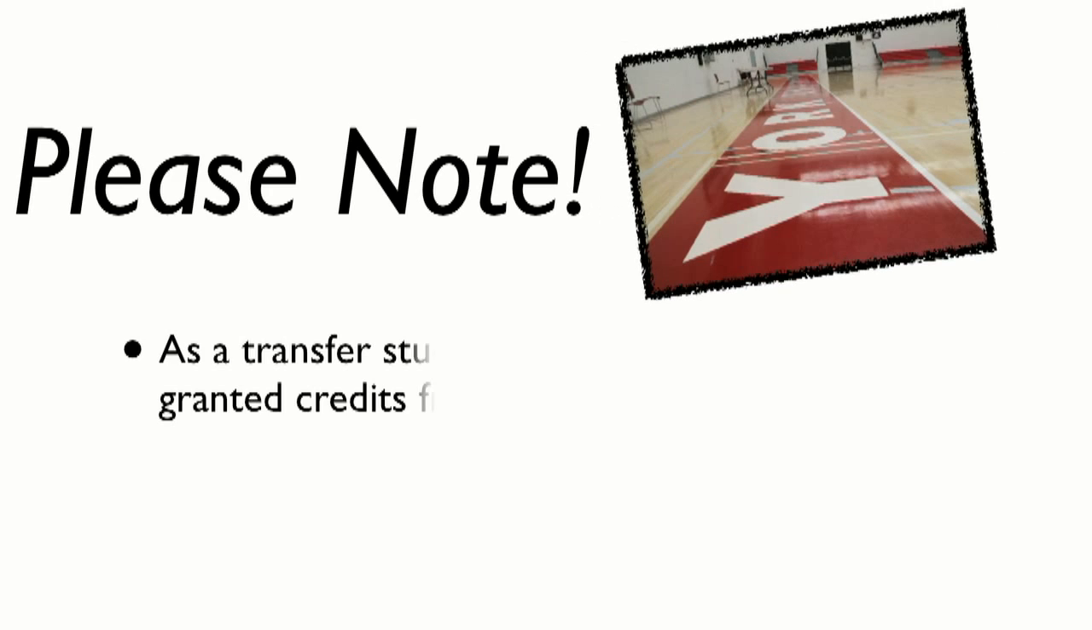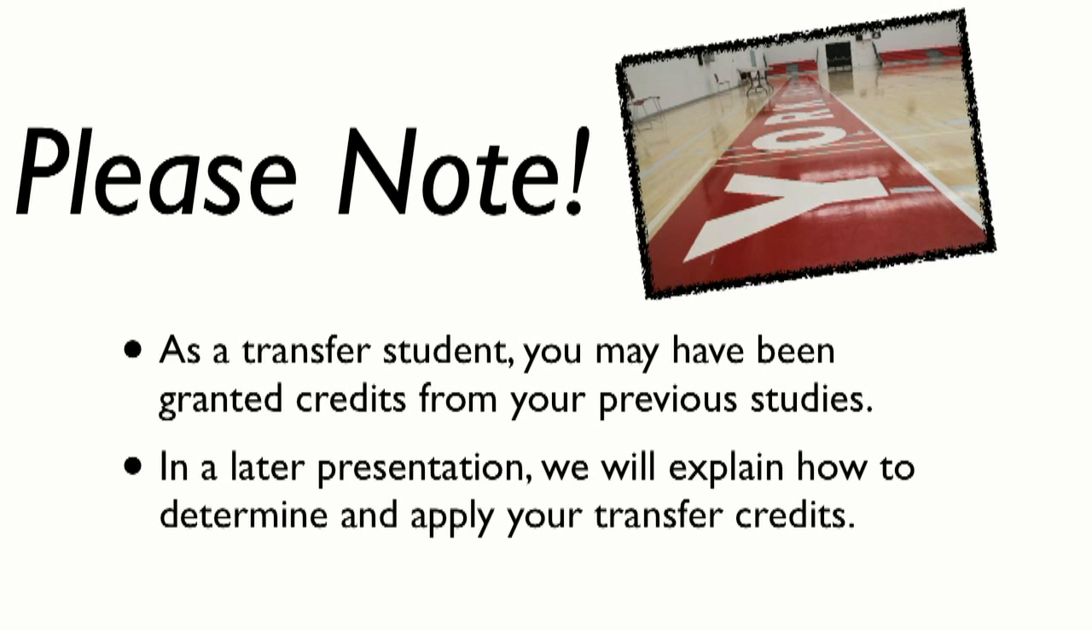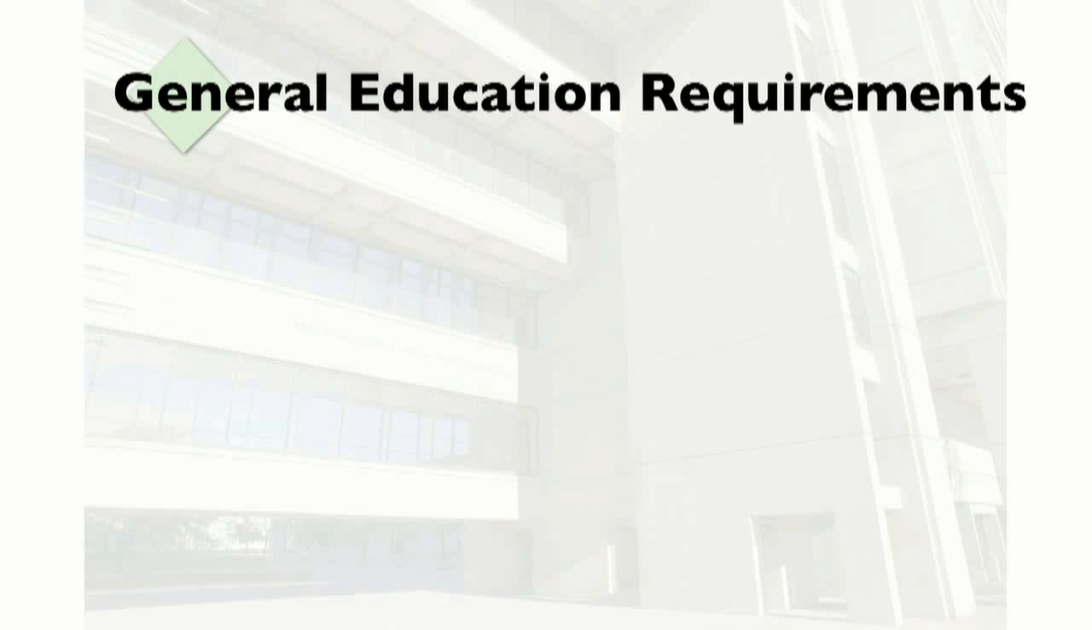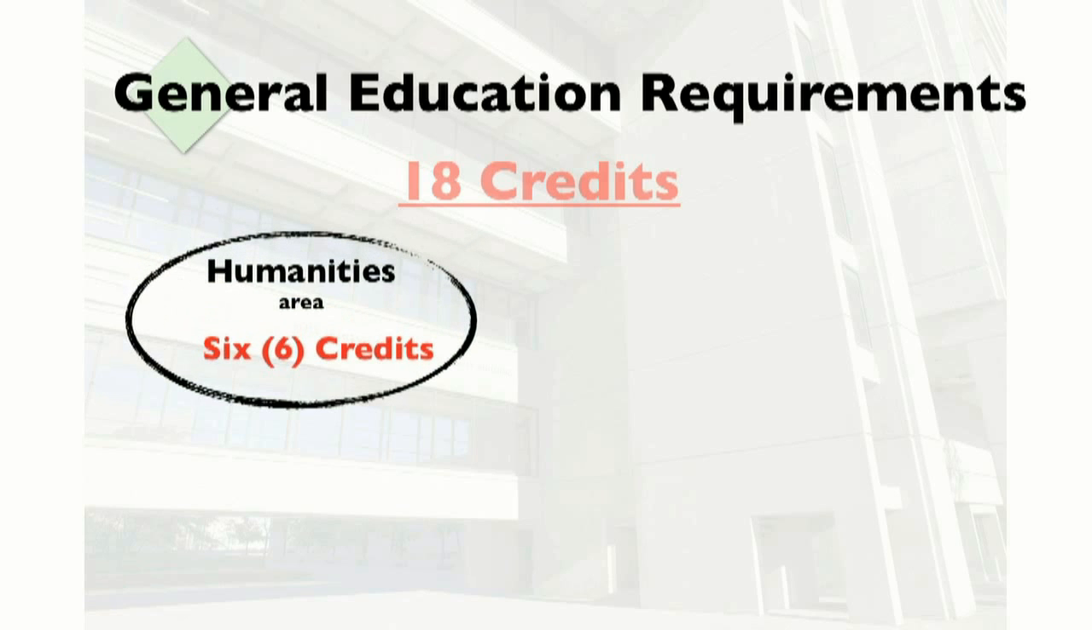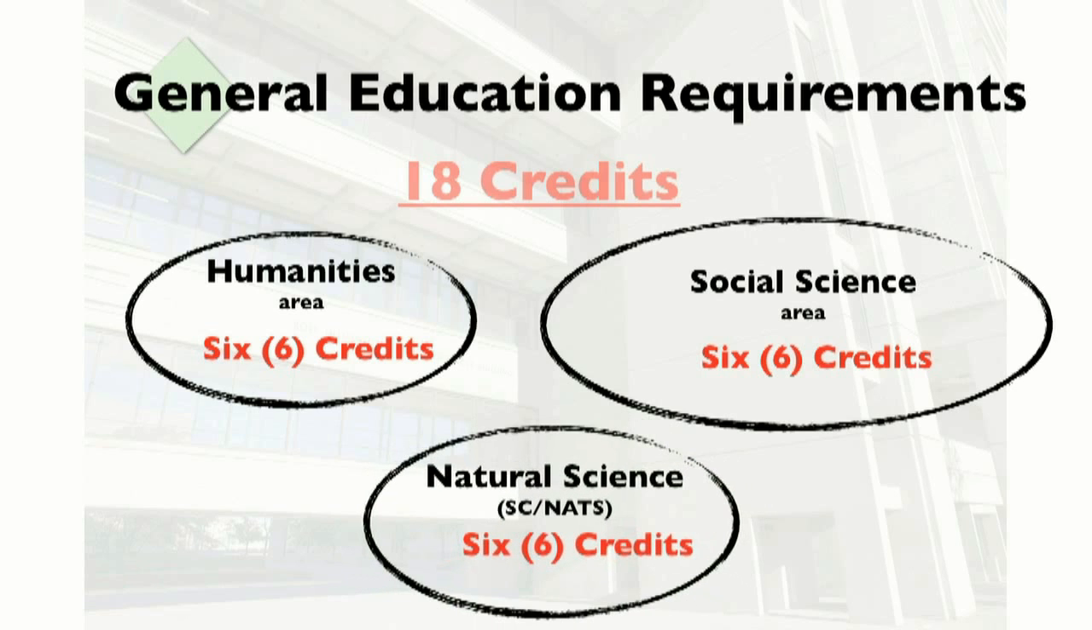Please note, as a transfer student, you may have been granted credits from your previous studies. In a later presentation, we will explain how to determine and apply your transfer credits. The general education requirements for your degree are as follows. A minimum of 18 credits, 6 credits at the 1000 level chosen from the humanities area, 6 credits at the 1000 level chosen from the social science area, and 6 credits in the natural science at the 1000 level.